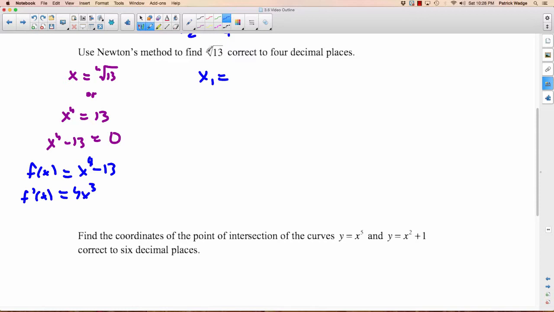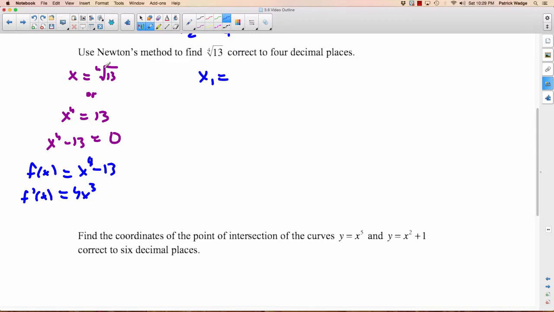Don't plug this in your calculator and call that your first guess. No, you're not allowed to do that. I know it's kind of artificial and say, well, if I have a calculator do the rest of the question, why don't I use my calculator to do this? I know, but you just can't. You're not allowed. So we need to take a guess here.